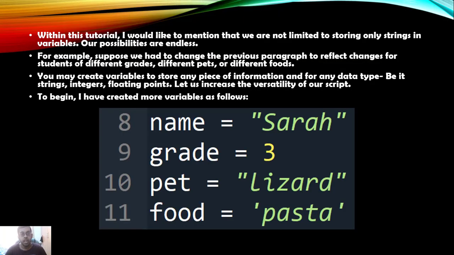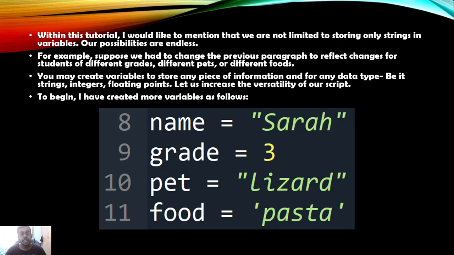Within this tutorial, I would like to mention that we are not limited to storing only strings in variables. Our possibilities are endless. For example, suppose we had to change the previous paragraph, the one about the personality, to reflect changes for students of different grades, different pets, or different foods. You may create variables to store any piece of information and for any data type, be it strings, integers, floating points. Let us increase the versatility of our script.